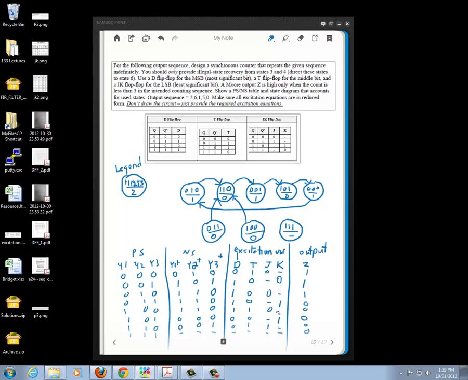Whew. Alright, so now we have created the present state, next state table with all of our excitation variables and outputs combined, and now we need to use this to create our next state logic, which will make use of the excitation variables, and our output decoder, which will make use of the output variables. And I will do that in the next video.